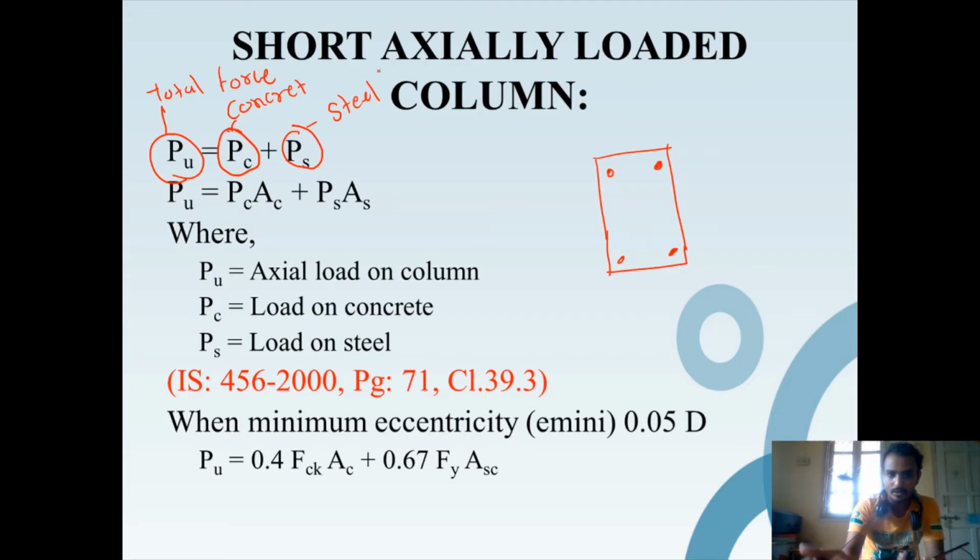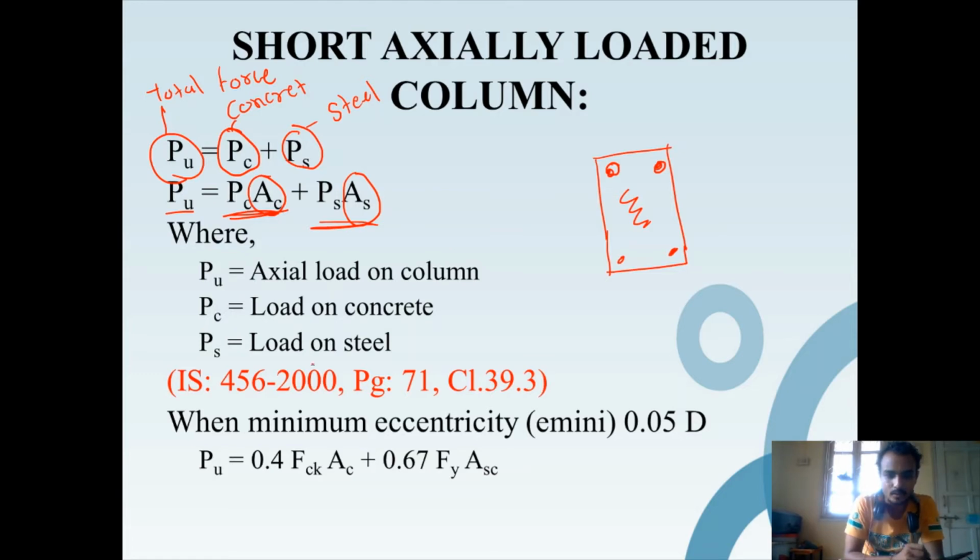By this phenomenon we can write Pu is equal to Pc into Ac plus Ps into As. Ac means area of concrete and As means area of steel. It means the total force is resisted partly by the concrete and partly by the steel, depending on the area of concrete and the area of steel.